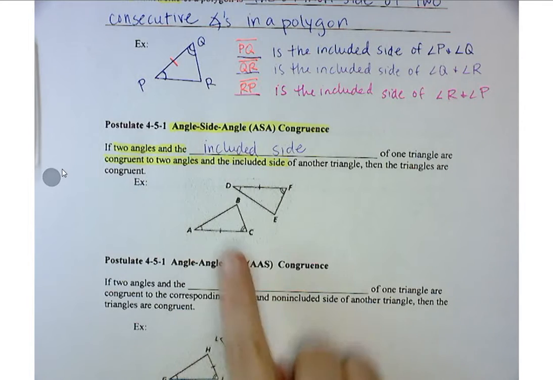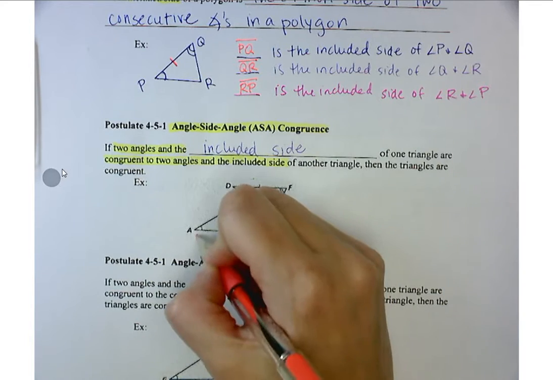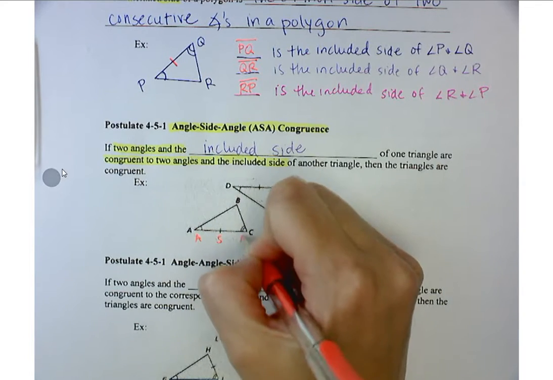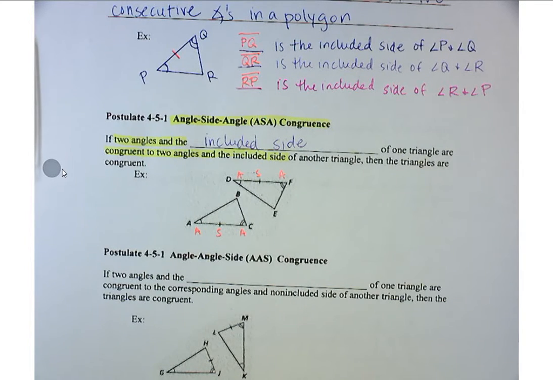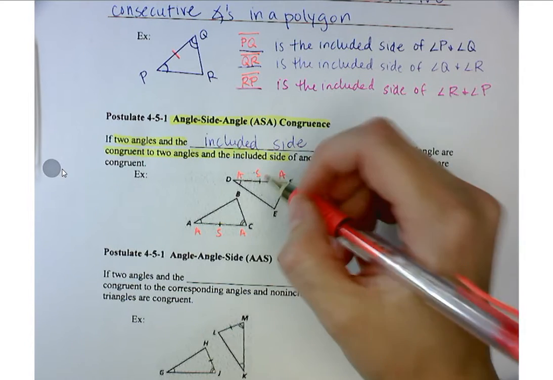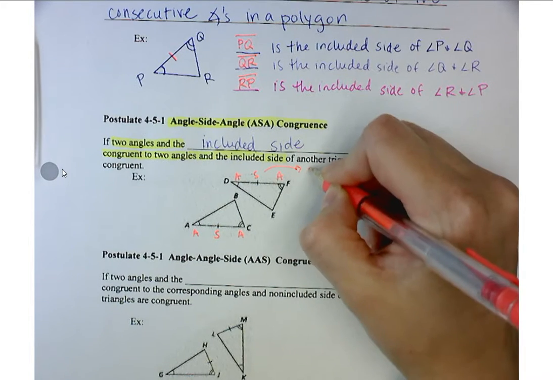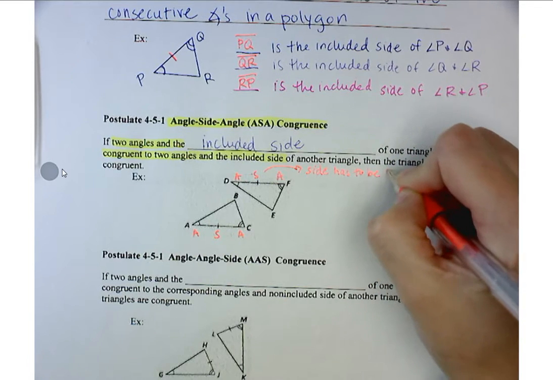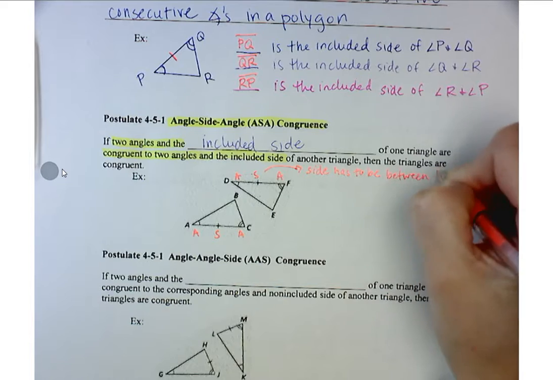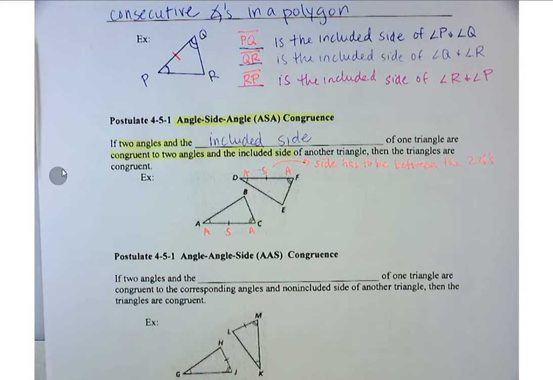Okay, so here's a picture that does show you your angle side angle. And so I like to say, oh, it's angle side angle, ASA. Angle side angle, ASA. Make sure that you realize again that your side is the included side. Okay, so your side has to be between the two angles. Okay, that's your included side.